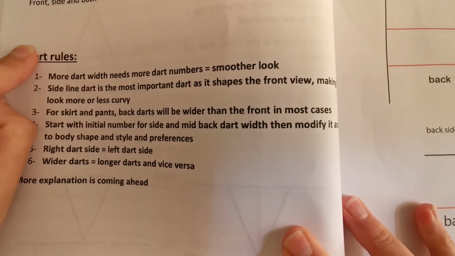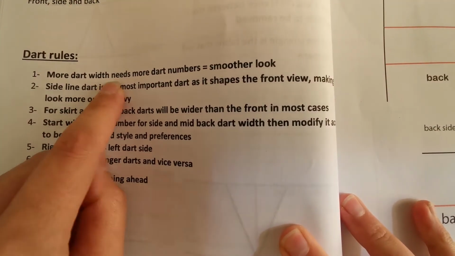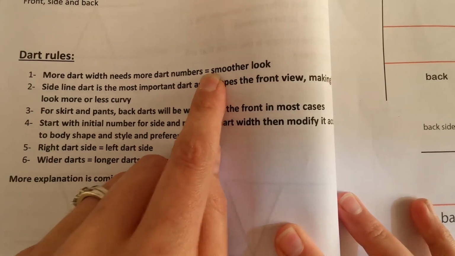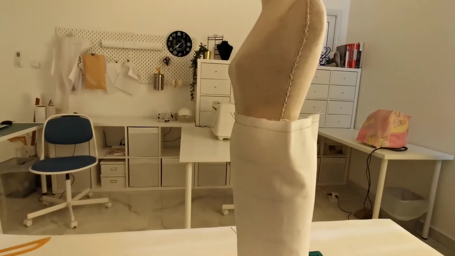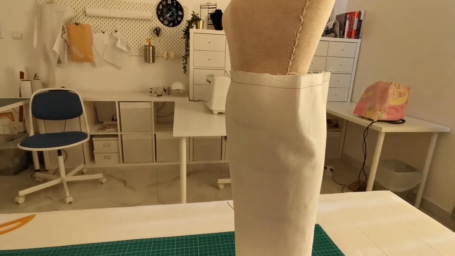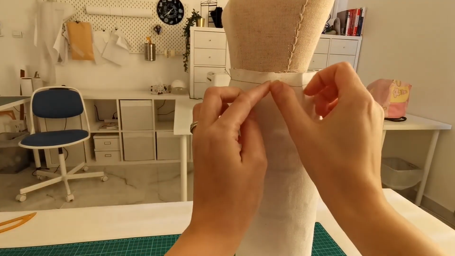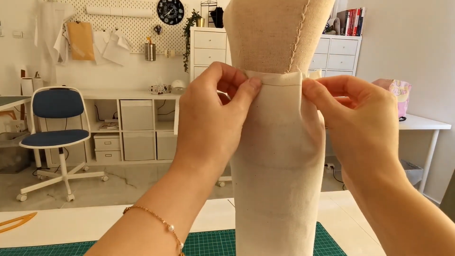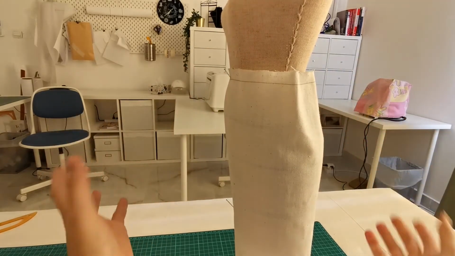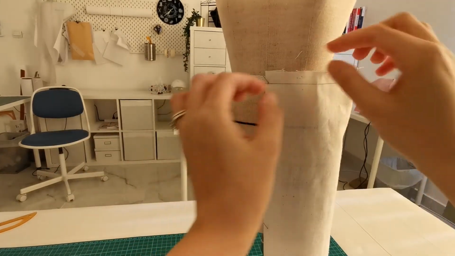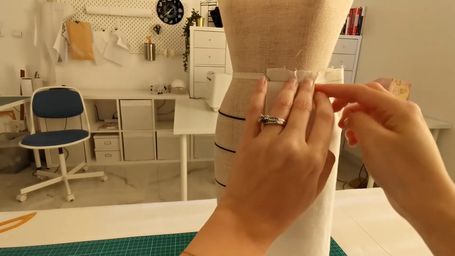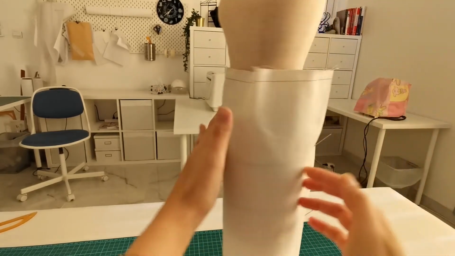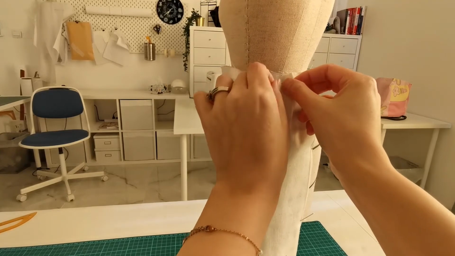Dart rules. More dart width needs more dart numbers for a smoother look. I mean, that explains exactly what I was just saying, that you don't have to take dart in one place. You have to take it from different areas also. That means you can take 2 darts for the front, for example, and 1 dart for the side, and 2 darts for the back, for example.